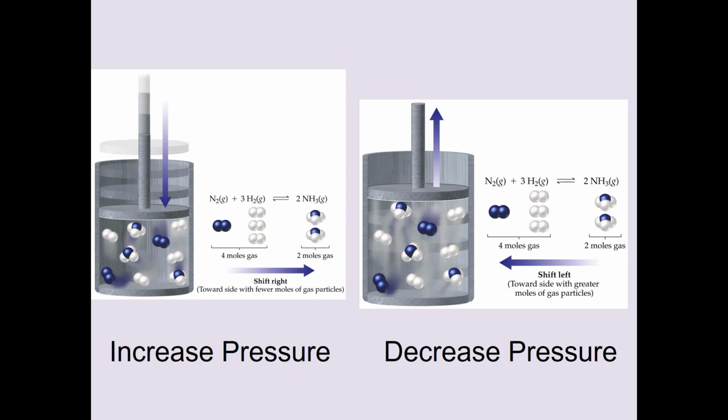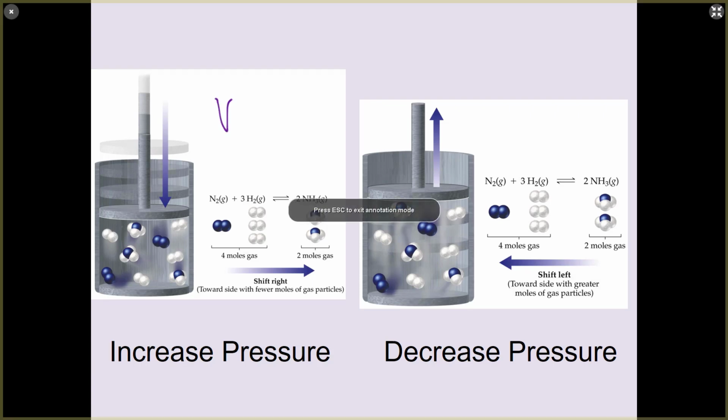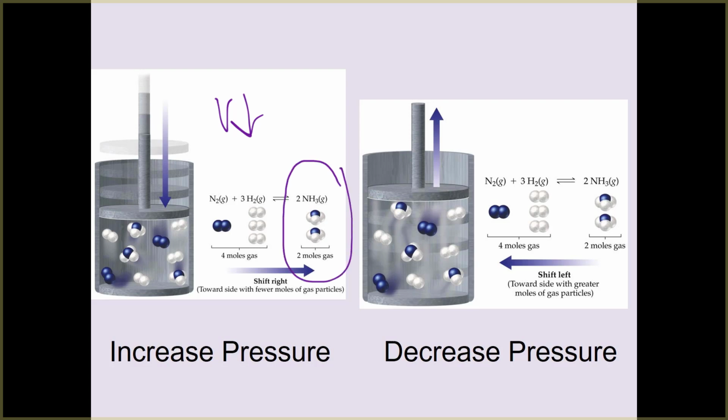So here's just a little picture showing the pressure. Again, as you increase the pressure, the volume goes down, and it's going to shift to the side that has the fewer amount. In this equation, it happens to be the product side because the product side has fewer moles, and so it will just fit that space better. If you increase the volume or decrease the pressure, then it's going to shift to the side that has the most moles, in this case, the 4 moles. And so you're going to end up with more reactants in this case.